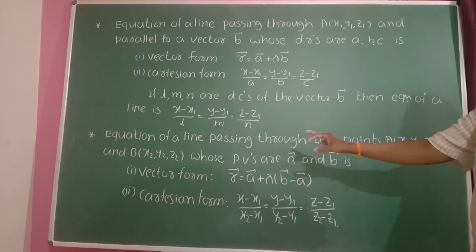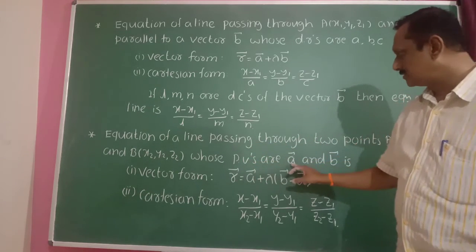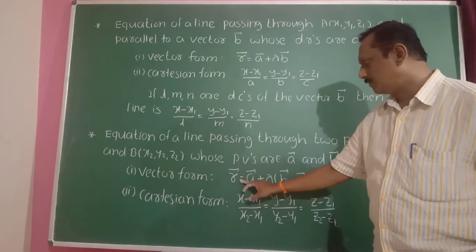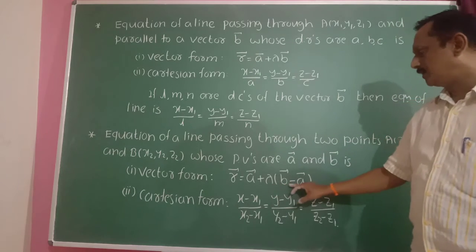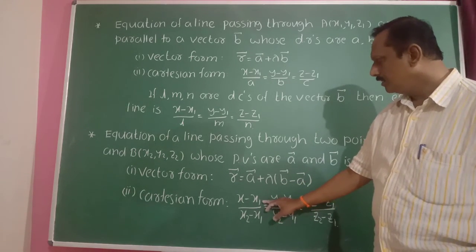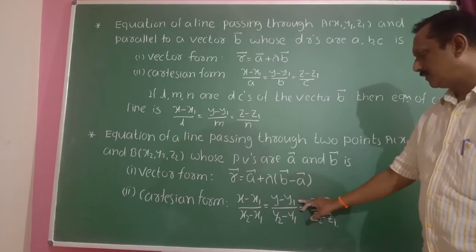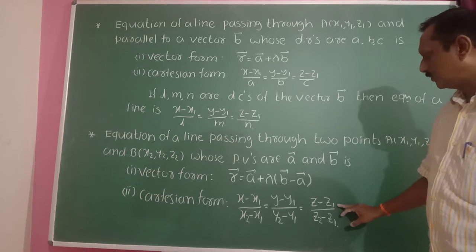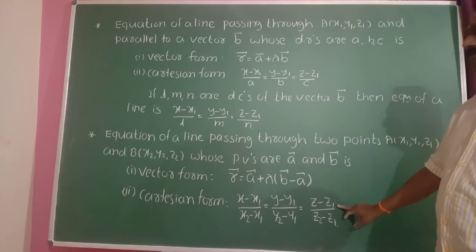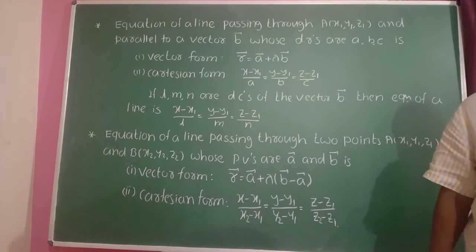Next, the second one: the equation of the line passing through two points A and B whose position vectors are a bar and b bar. The vector form is r bar = a bar + λ(b bar − a bar), and the Cartesian form is (x − x1)/(x2 − x1) = (y − y1)/(y2 − y1) = (z − z1)/(z2 − z1). So these are the important formulas.